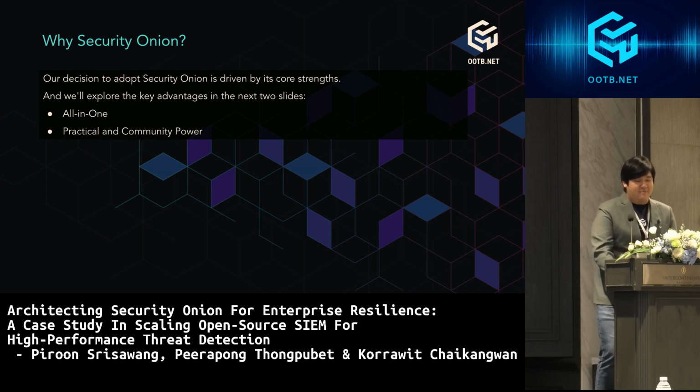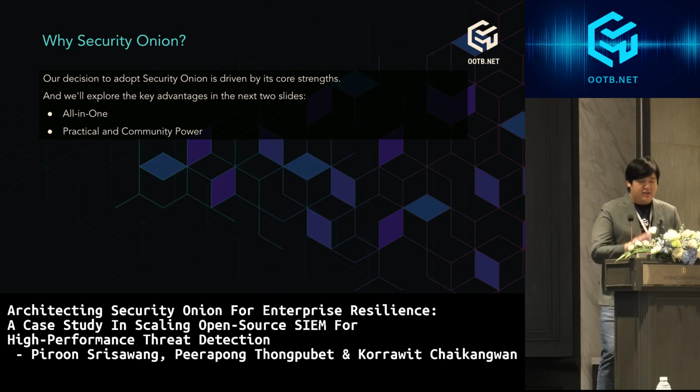In the previous slide, I mentioned that we chose Security Onion as our platform. But as engineers, we don't just choose the tool. We need to be very clear about why it works for us. And when we look at Security Onion, two core strengths really stood out.